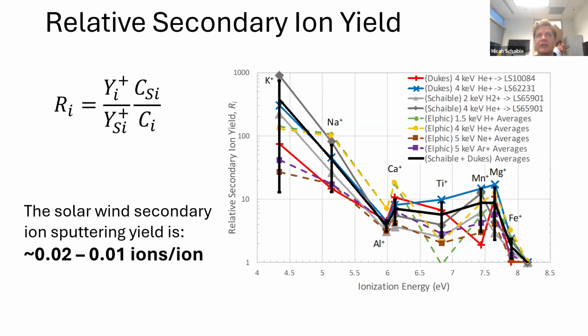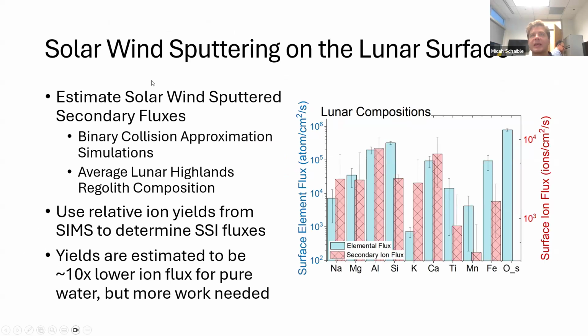So when we put together these experimental measurements together with the estimated fluxes of sputtered secondaries coming from the binary collision or the Monte Carlo approximations, we can estimate the surface elemental fluxes, so the total fluxes of a given species leaving the surface. And then by applying that relative secondary ion yield, determine what are the sputtered secondary ion fluxes coming from the lunar surface. And so the blue bars here are showing the total yields determined from the SDTrimSP simulations.